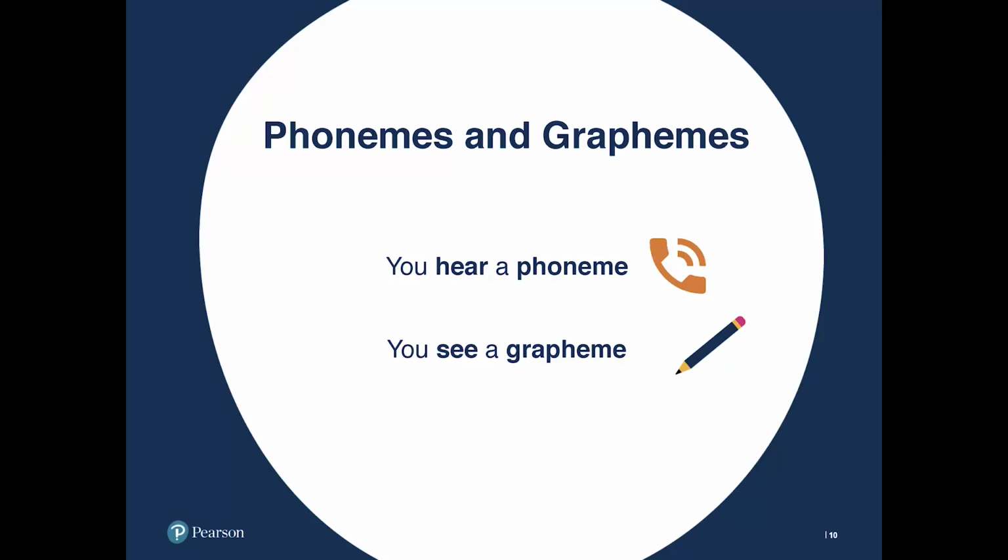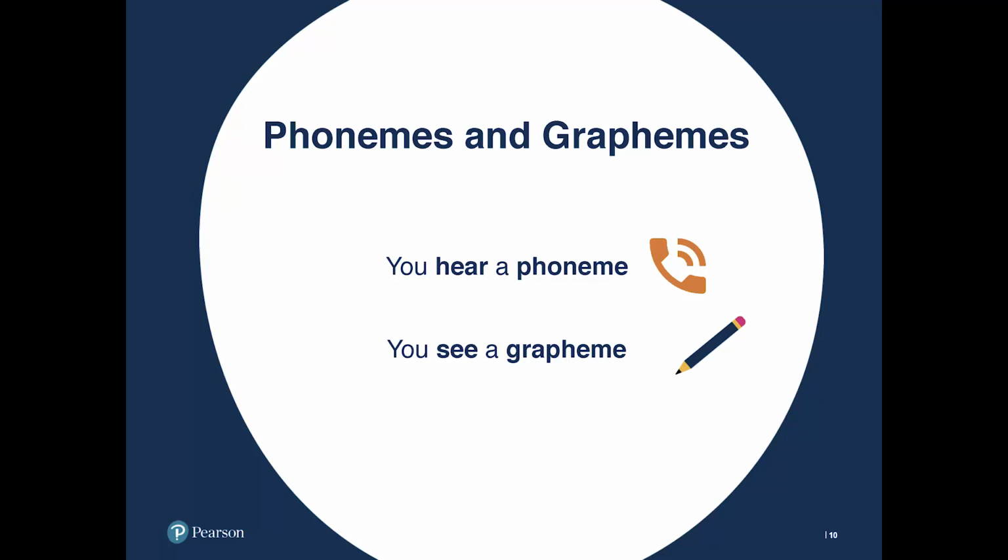So you hear a phoneme. If you think about the concept of a phone, obviously it goes to your ear. That little picture there in orange is supposed to be a picture of an ear. You hear a phoneme and you see a grapheme. Think about the word graphite or graph.